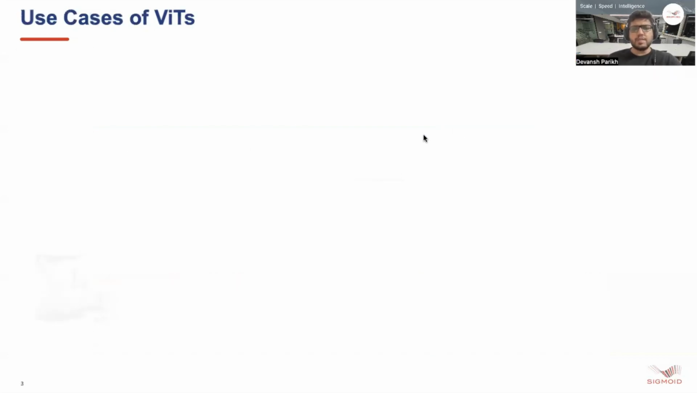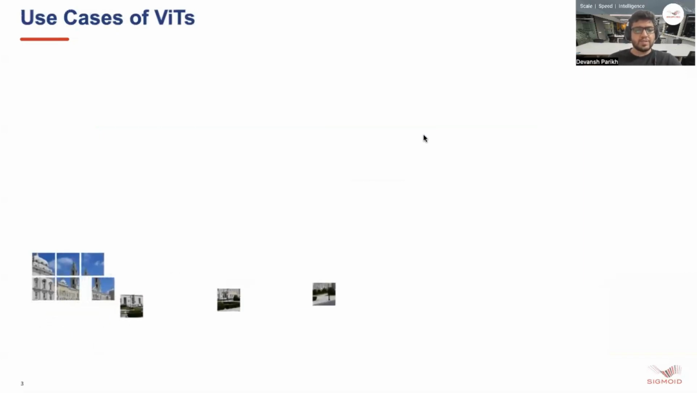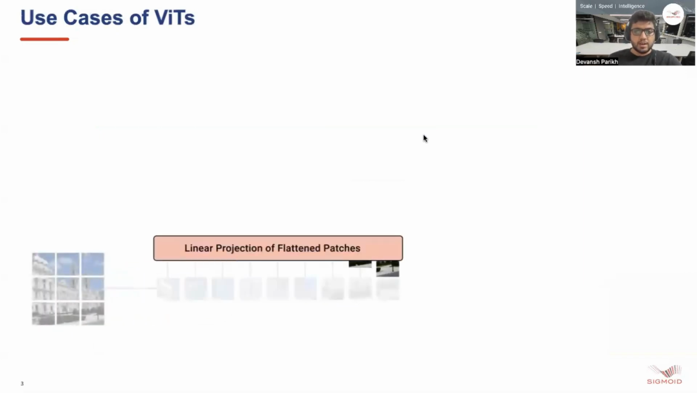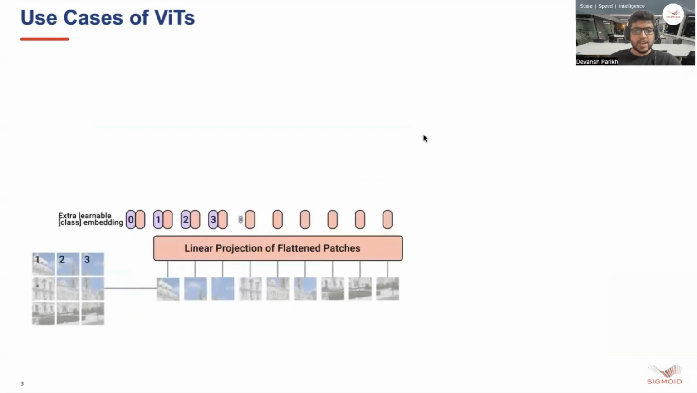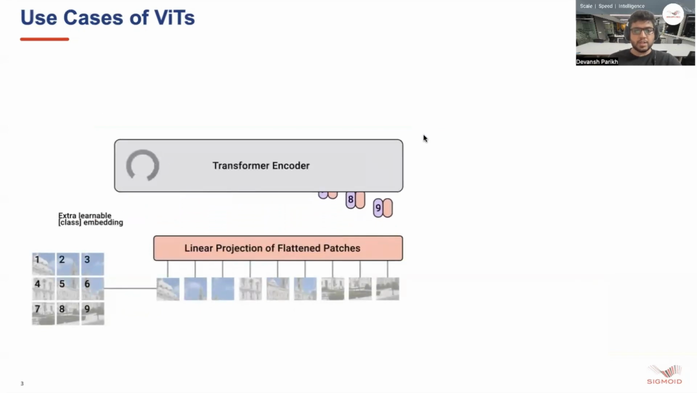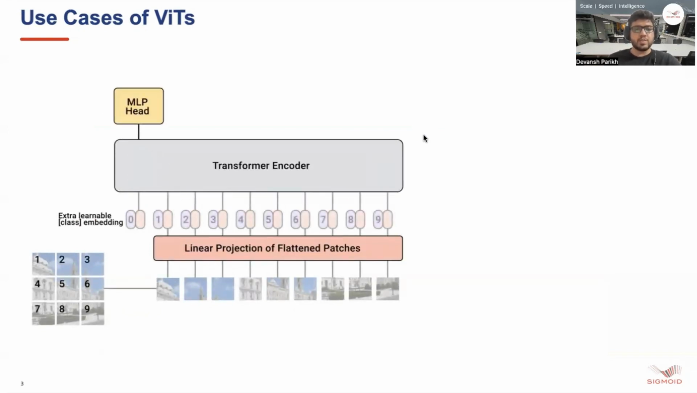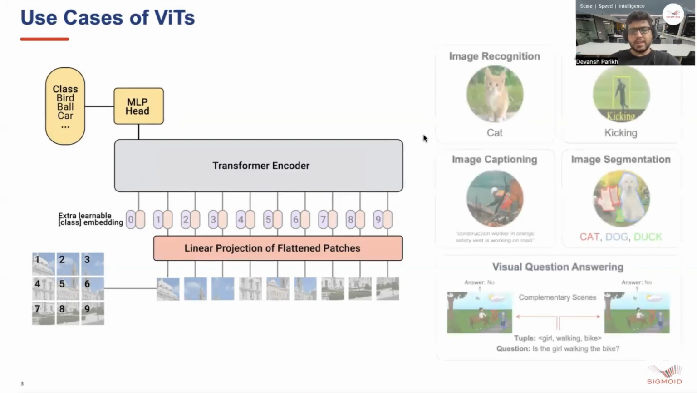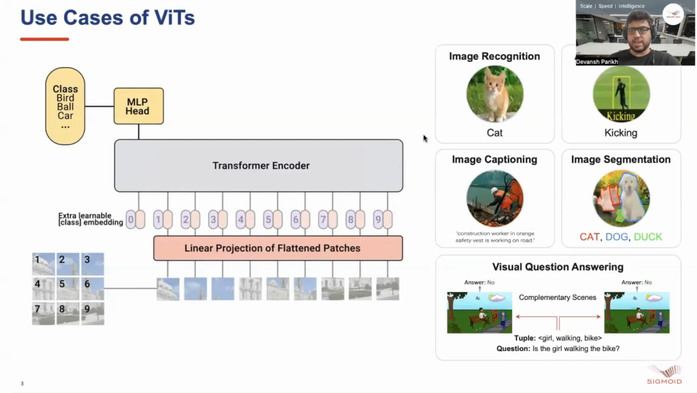Now, let's look at some of the traditional use cases of ViTs. Let me showcase a demo of how a vision transformer consumes an image in the format of patches, processes it through a transformer encoder, and then passes it on to an MLP head for, let's say, a traditional task like image classification. In a similar manner, it is able to solve problems like image recognition, action recognition, captioning, segmentation, question answering, etc.